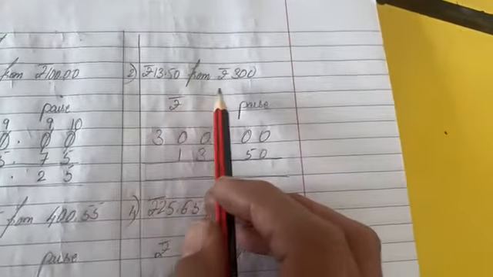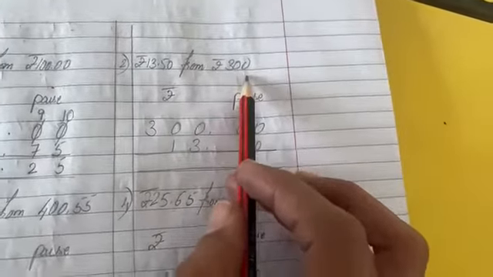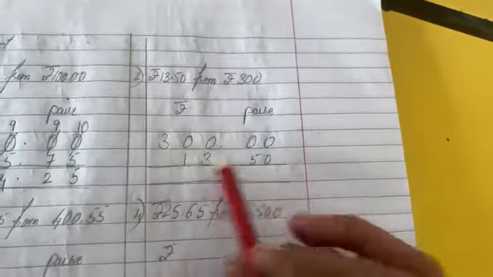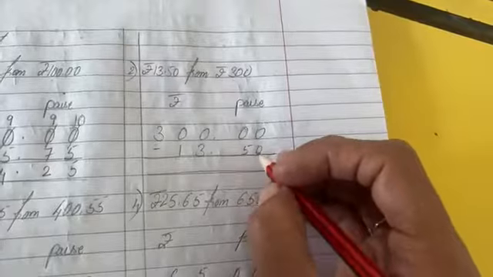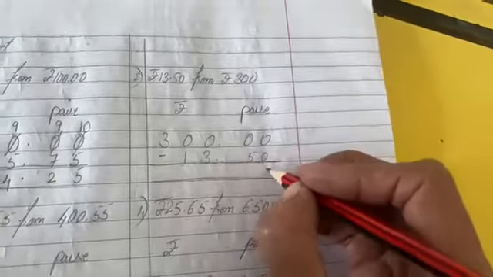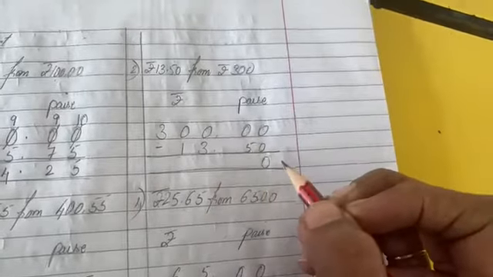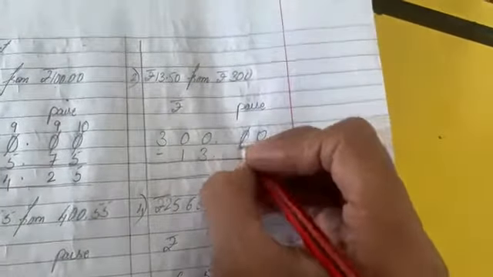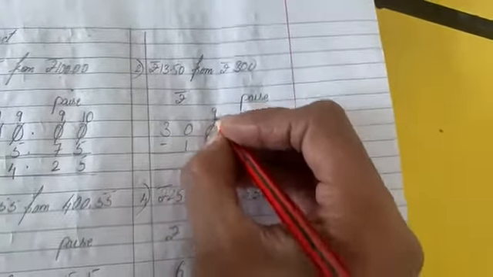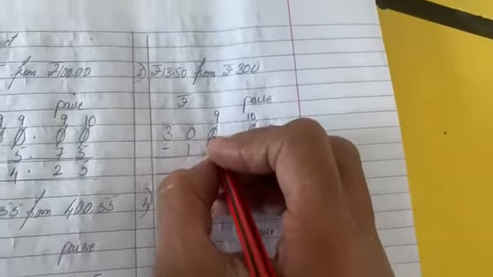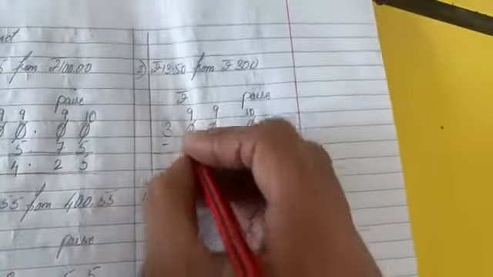Rupees 13.50 from rupees 300. So we'll write 300 first. So 300 minus 13.50. Now 0 minus 0 is 0, so we will write 0 over here. Now 0 is small and 5 is big. So first we'll cancel the 0 and make this 10. Now again we'll cancel this 0 and make this 9. Now cancel the 0, make this 9. And cancel this 3 and make it 2.